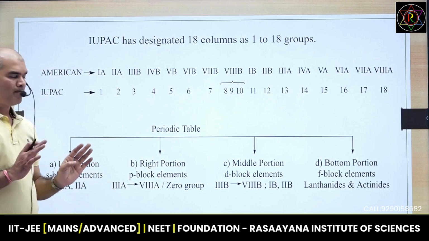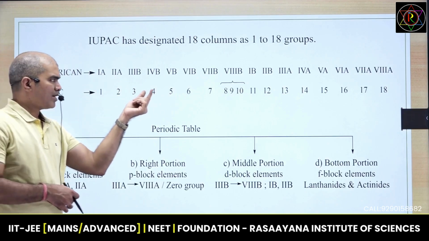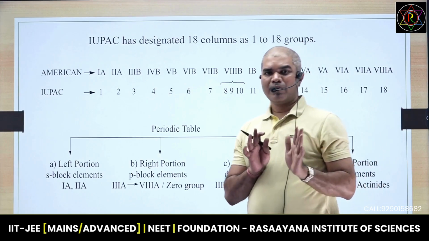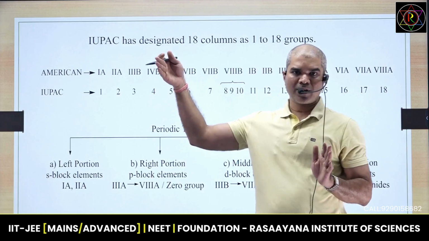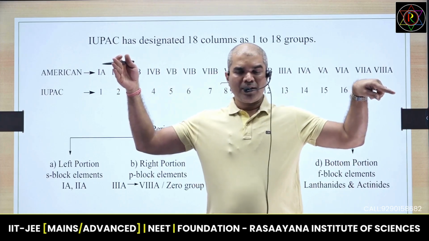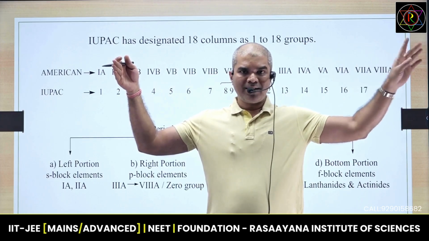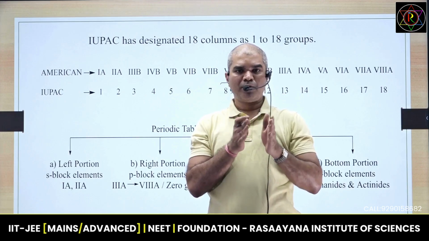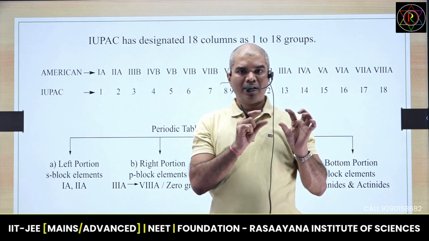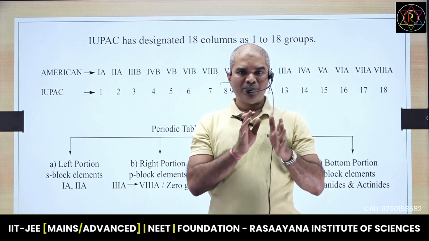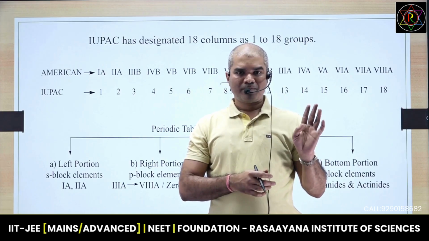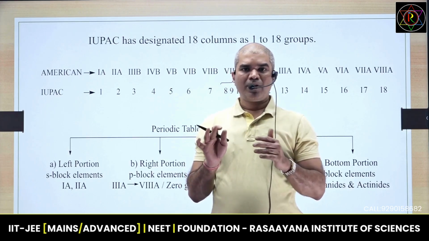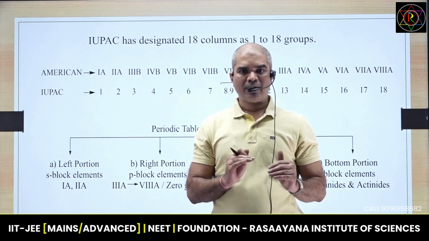You have to remember both. You have to remember A, B type of classification. You should also remember 1 to 18. AB is also very simple. 1A, 2A, S block. Then you come to P block, for P block again 3A up till 8. Then you go to D block. D block will be starting from 3B, 4B, 5B, 6B, 7B, 8B. 8B is a group of 3 groups. Then will be 1B, 2B. That completes the D block also. F block is placed separately.